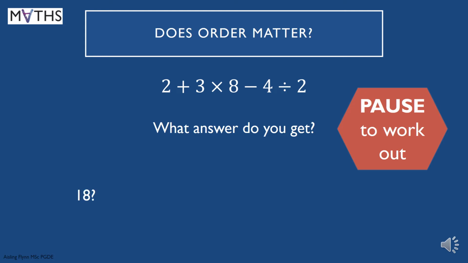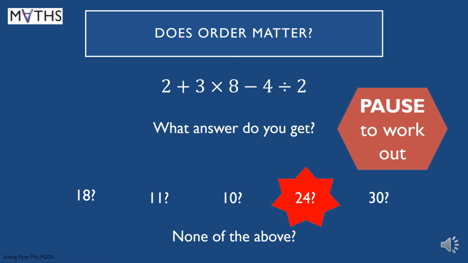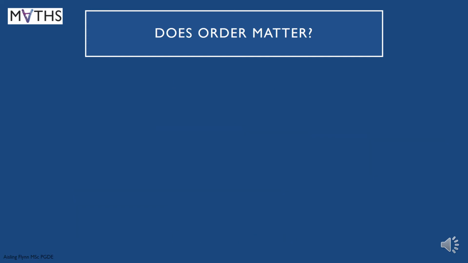Did you get 18 or 11 perhaps, 10, maybe 24, 30, or none of the above, a different answer? When I do this with a class, typically we get lots of different answers. Okay, but which one is the right one? In maths, there must be one correct answer. And it is, in this case, 24. So does order matter? Yes, it does matter.